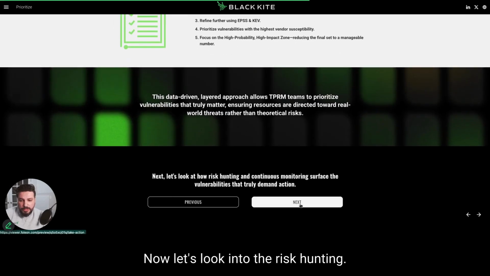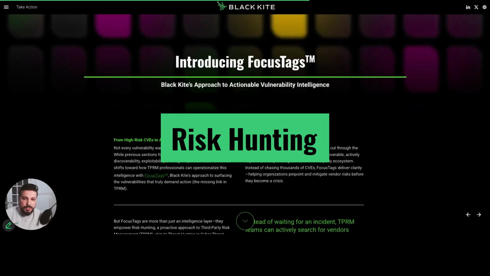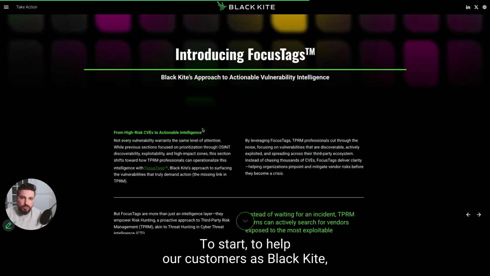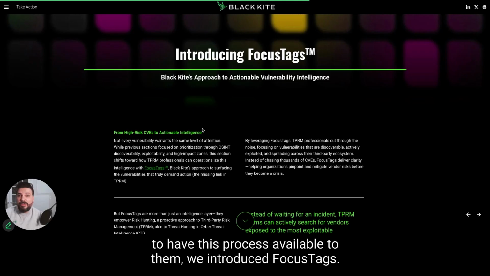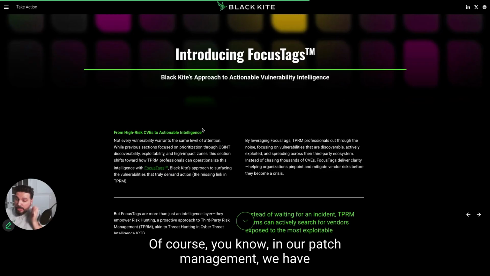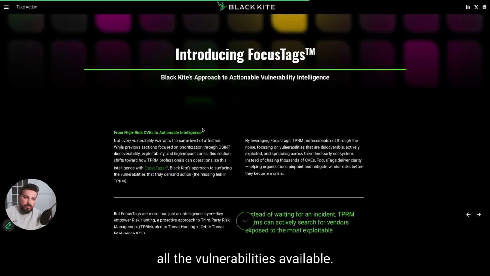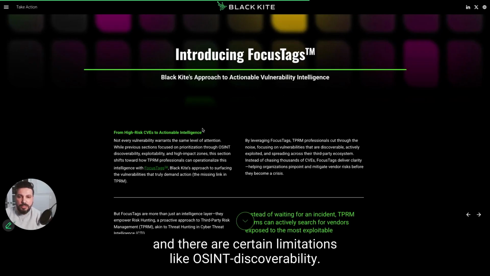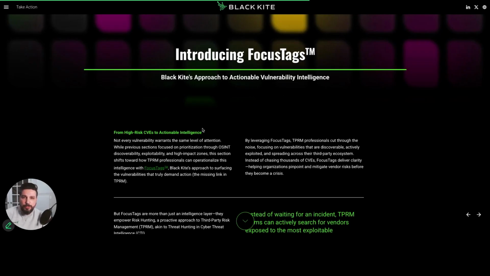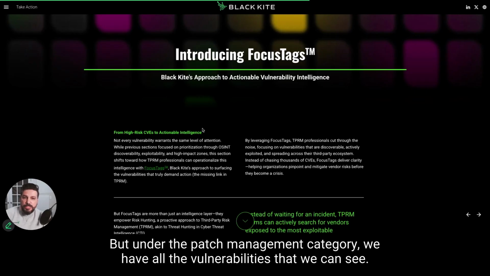Now, let's look into the risk hunting. To start, to help our customers as Black Kite, to have this process available to them, we introduced focus tags. Of course, in our patch management, we have all the vulnerabilities available. Of course, we cannot see all the vulnerability space, and there are certain limitations like OSINT discoverability. But under the patch management category, we have all the vulnerabilities that we can see.